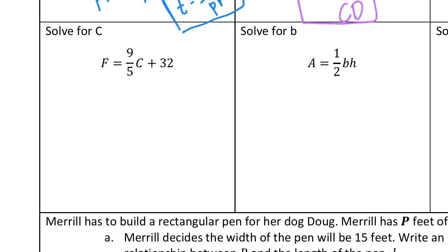In our next row of problems, we're going to start implementing some fractions, and these are actually all real formulas that you would see in a science class. We're going to first try to solve for C here. Don't get overwhelmed by the fraction. We've got this.